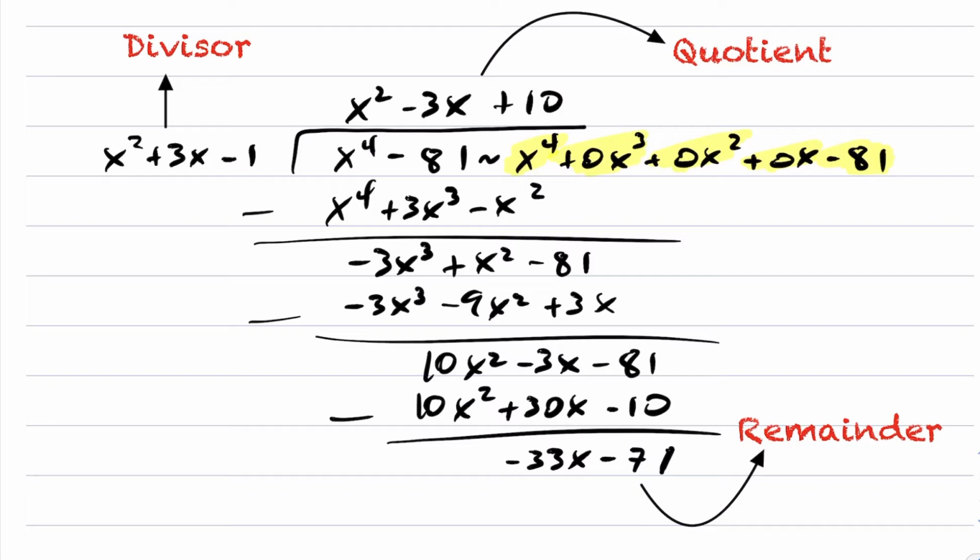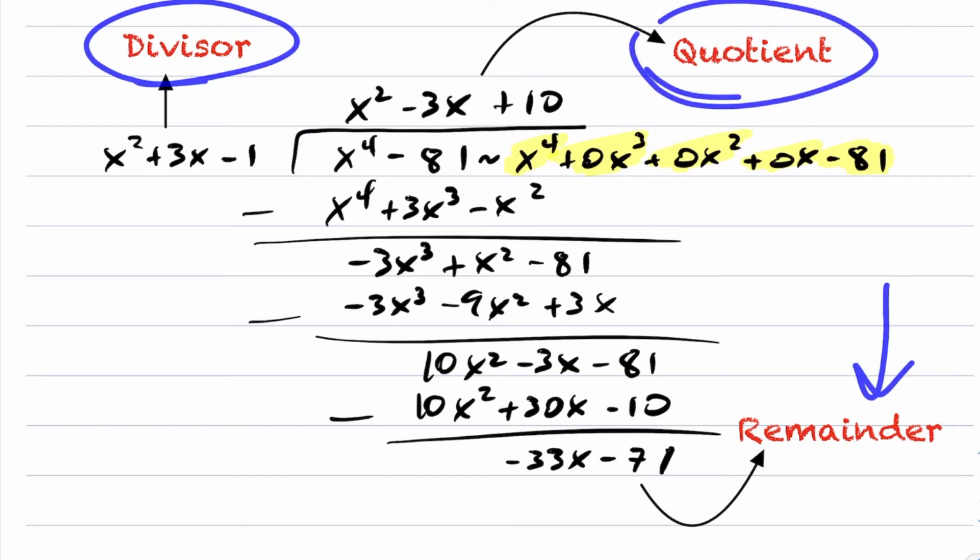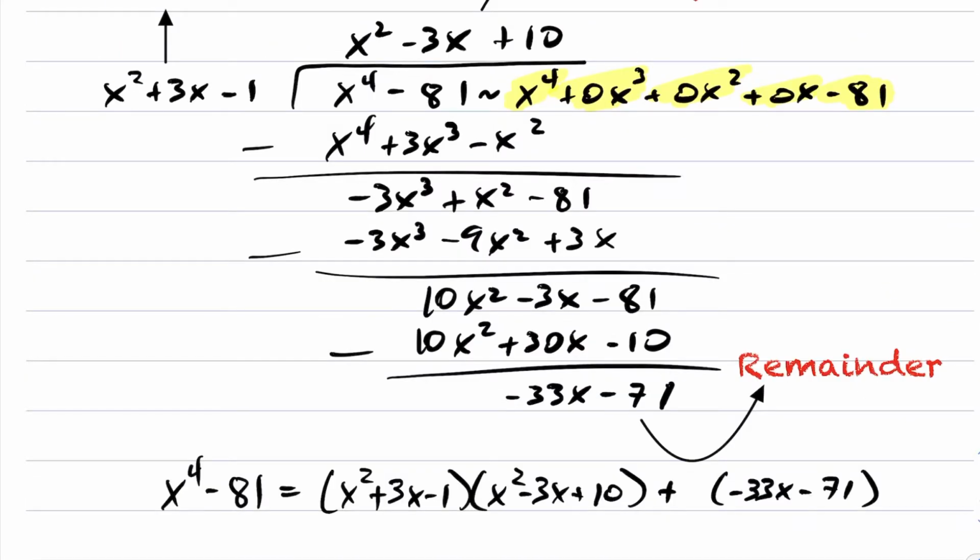We can now express x to the power of 4 minus 81 as a product of the divisor and quotient plus our remainder. Let's do that now. And you'll notice here we now have x to the power of 4 minus 81 is going to equal our quotient times our divisor plus our remainder. This is known as the division algorithm.